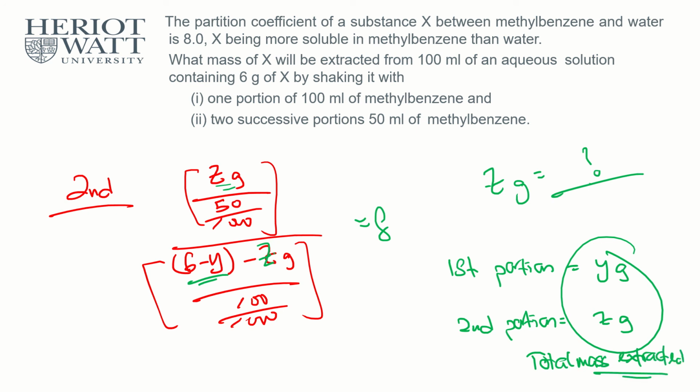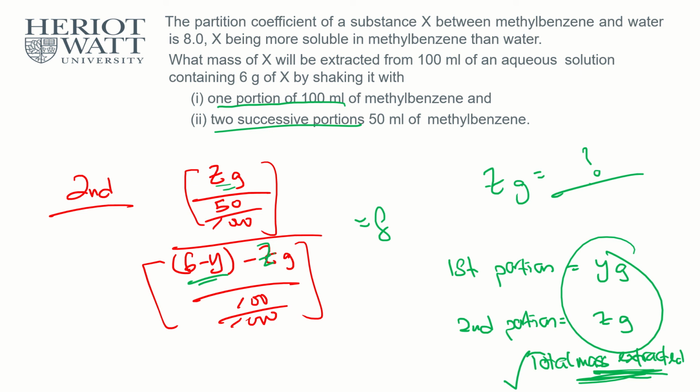Make sense? Now, one thing I can tell you, the total mass being extracted here will be bigger than if you're using 1 portion of 100 ml. Alright, so remember just now, if I'm using 1 portion of 100 ml, I'm getting 5.33 grams, right? So I can guarantee you, if you do the calculation here, the total mass being extracted by using 2 successive portions, it is definitely higher than 5.33 grams. So what does it mean? It means if you're doing an extraction, the more portions you use, the better the extraction, the better the result.